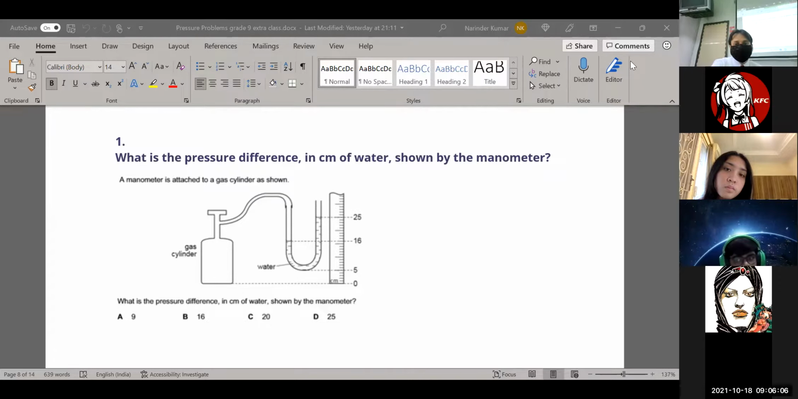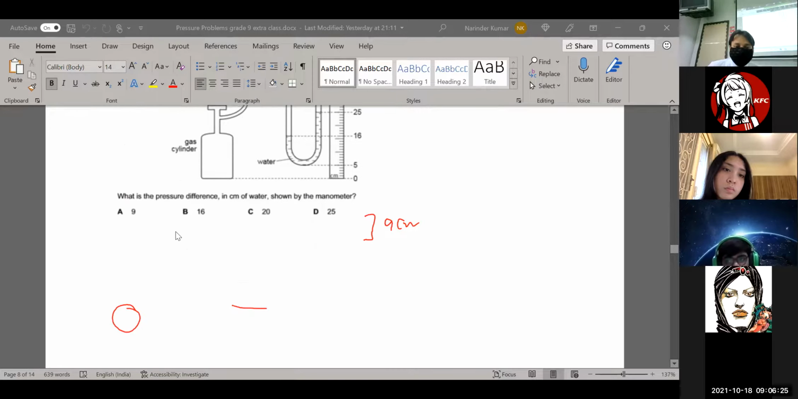Just 25 minus 16. It's 9 centimeters. We get 9. They have given this value in centimeters, so 9 centimeter. Where is 9 here? It is written. According to the option, children, wisely you have to choose your answer. So 9 centimeters is the answer. Let's move to the next question, children.